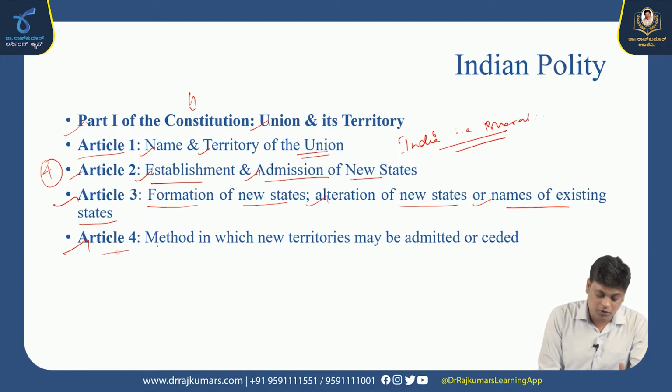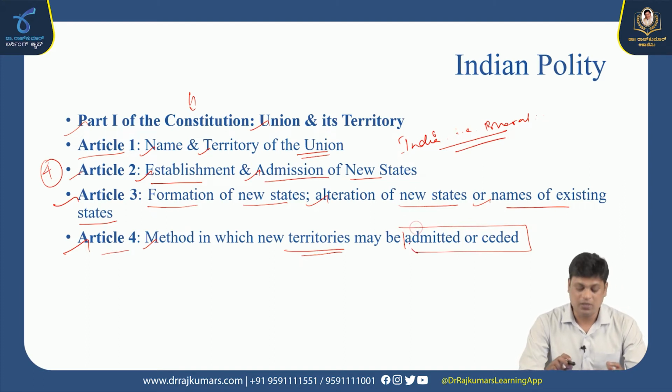Article 4 of the Constitution: the method in which new territories may be admitted or ceded. If we are getting any new space, or admitting some space under any state, that comes under Article 4, altering the borders, we can say. All these articles come under Part 1 of the Indian Constitution, Union and its Territory.